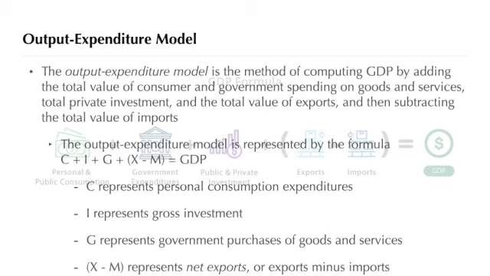How is GDP determined? Four sectors of the product market combine to make up GDP: personal consumption expenditures, gross investment, government purchases of goods and services, and net exports of goods and services, or exports minus imports. To actually compute GDP, economists add the output produced by these four sectors by using the output expenditure model. This process is represented by the formula C plus I plus G plus the quantity X minus M equals GDP.